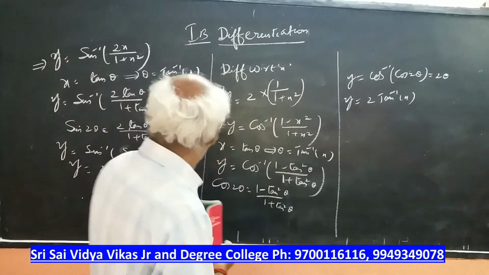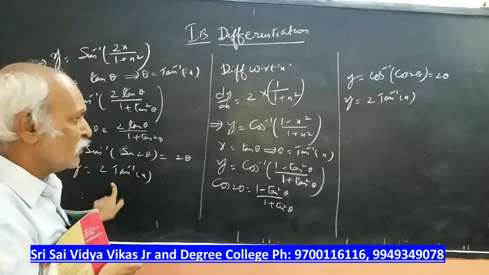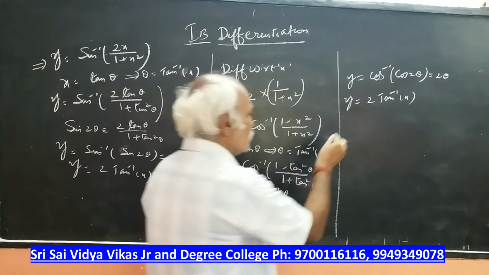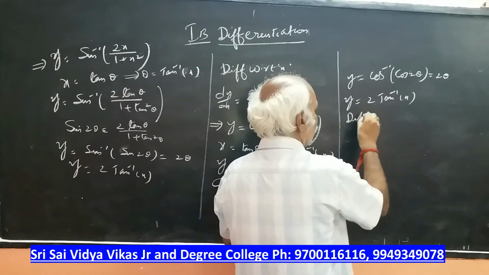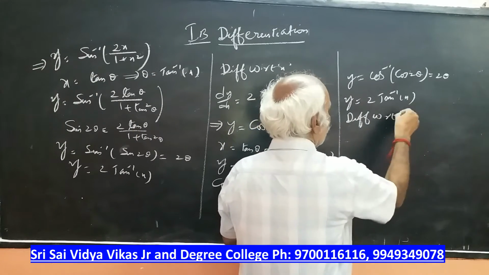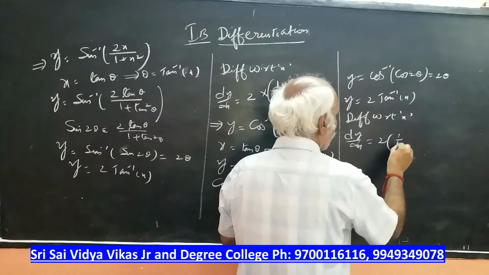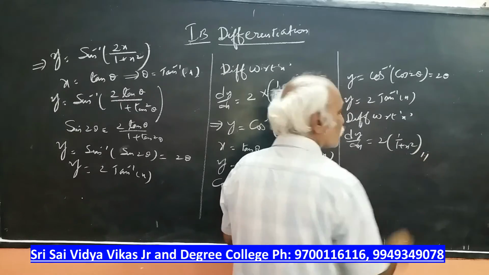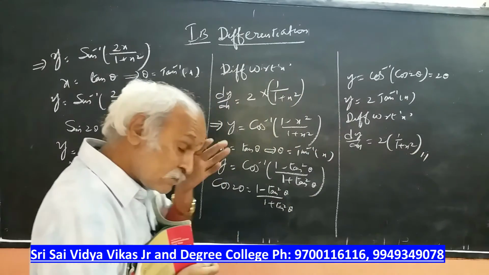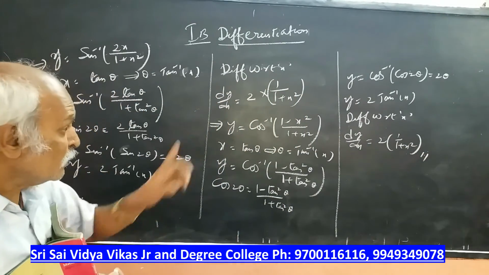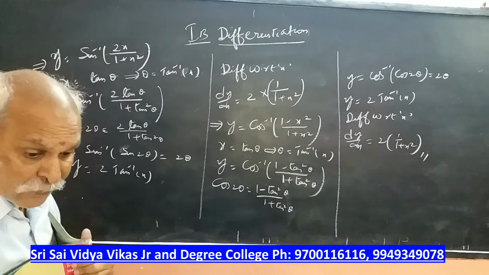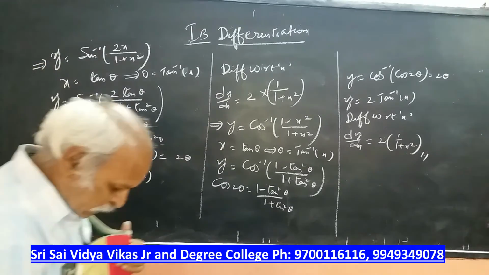Same. Here also what came? Y is equal to 2 tan inverse x. Here also same. Again, differentiate with respect to x. So dy by dx is equal to 2 into 1 by 1 plus x square. Same answer will come. What is the answer? We get 2 into 1 by 1 plus x square. Then there is one more problem.